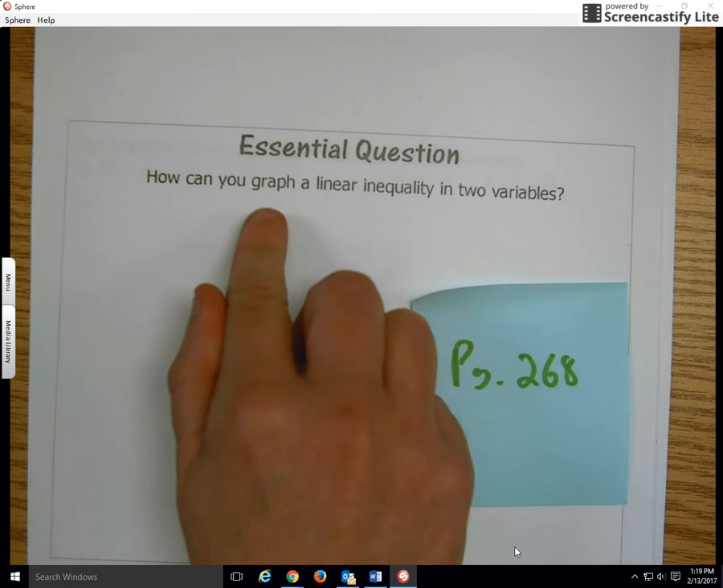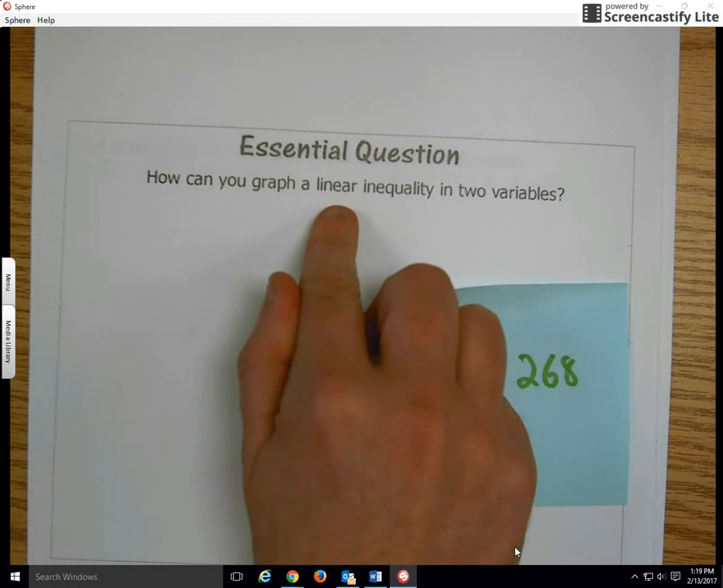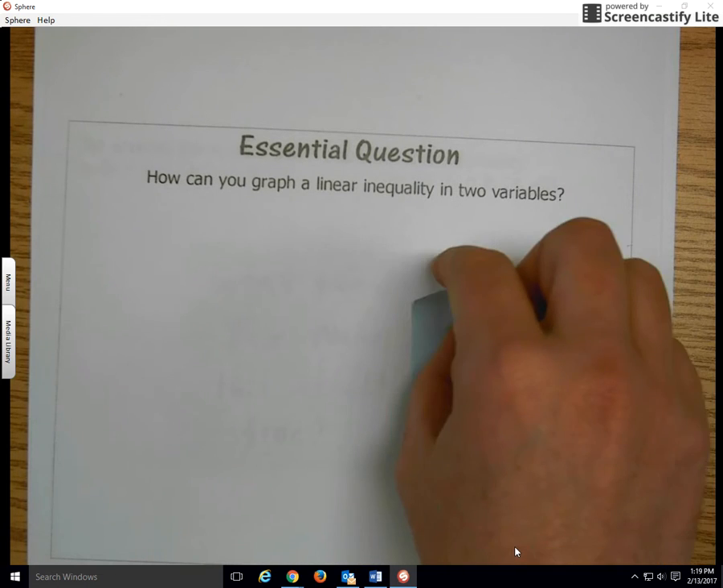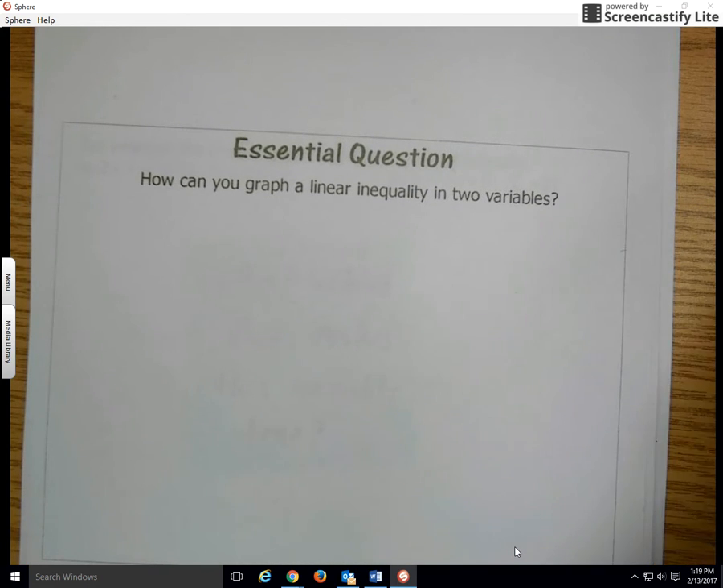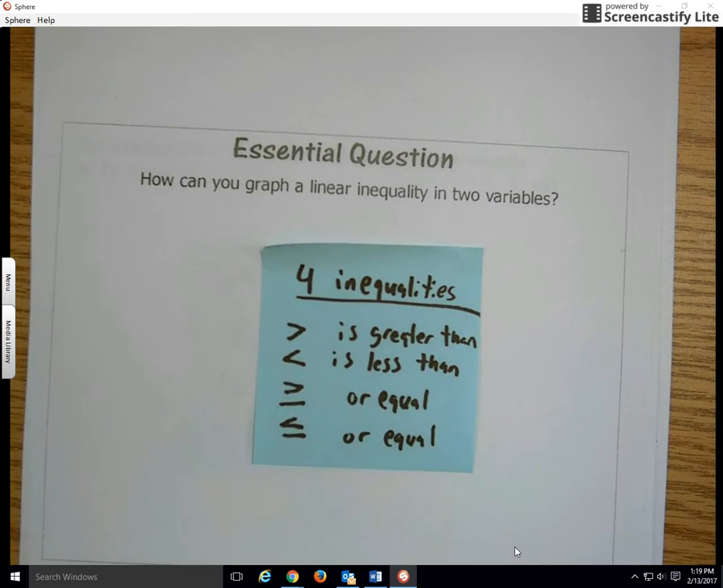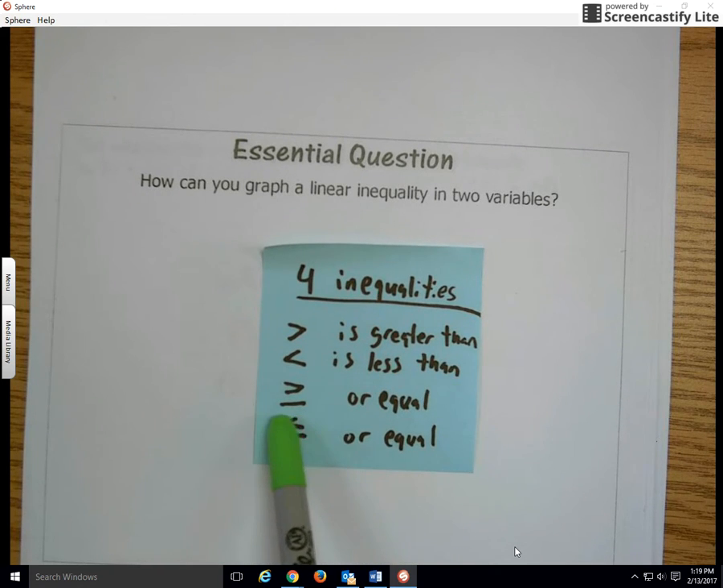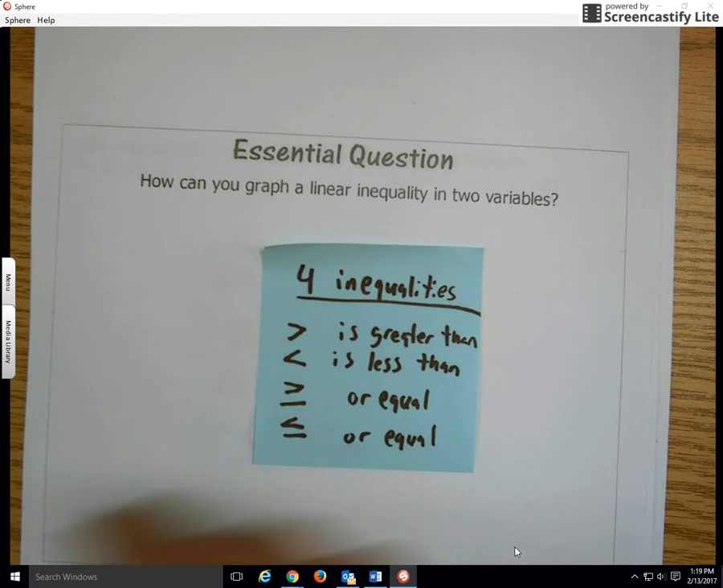So we're going to end up graphing a straight line, right? But that's an inequality. So remember, when we talk about inequalities, we basically have four choices: is greater than, is less than, is greater than or equal to, where it has a line underneath, and is less than or equal to. So those are the four possibilities.